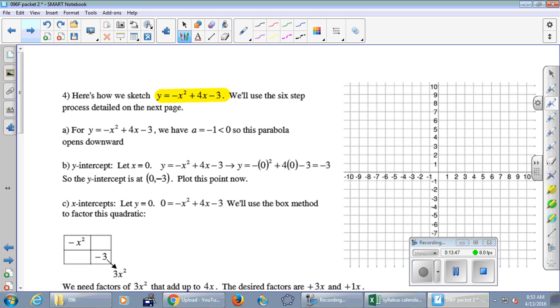First of all, up or down? Is this happy or sad? This is a sad downwards parabola because the a is negative, and so that's written out right here. A is equal to -1, which is less than 0, so this parabola opens downward.